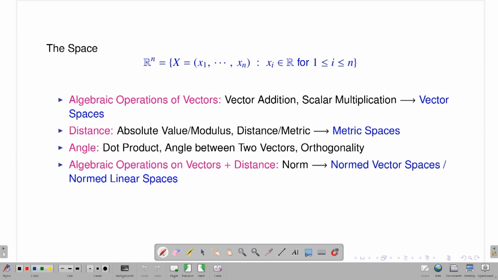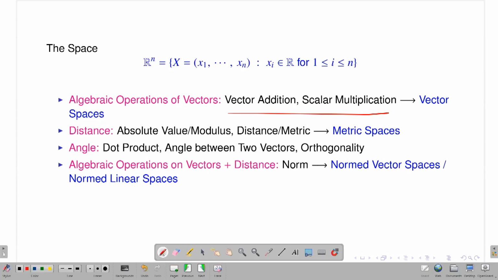Now, algebraic operations are one side, and the distance concept is another side. Now, we want to combine these two things: algebraic operations on vectors plus the distance concept. Such a setup is what we call a normed vector space, in which there is a distance called the norm. The algebraic operations, vector addition and scalar multiplication, are also available. The vector space is also called a linear space, so we have the normed vector space, or normed linear space.